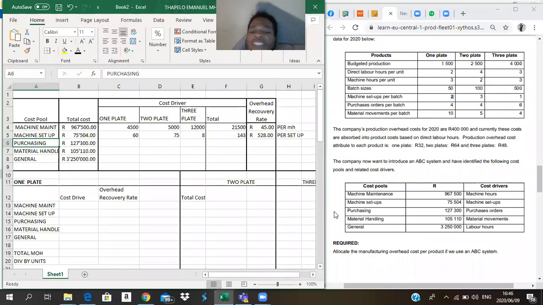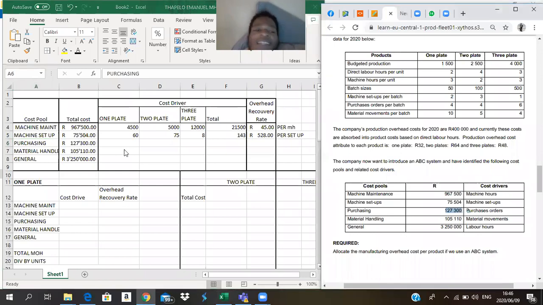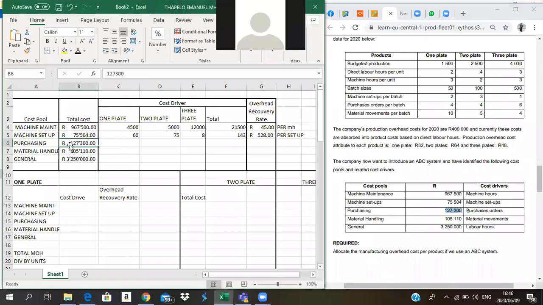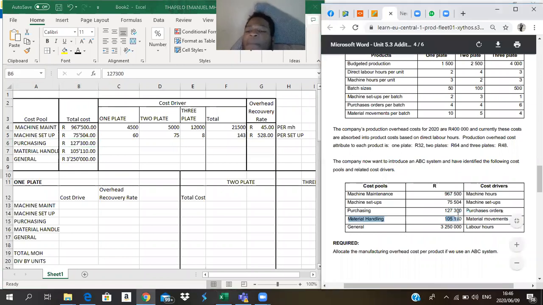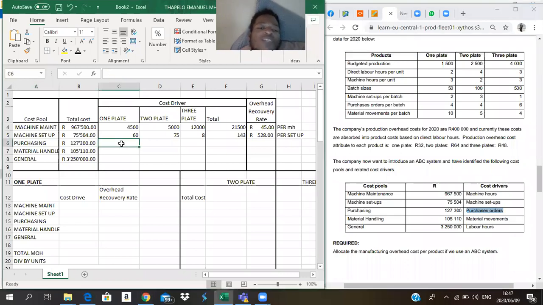We go to purchasing there. We are given a total cost of 127,300. There is the one on my workings. There is my 127,300 there. Now I need to get the cost driver. The cost driver, they said that it's purchase orders. Purchase order is my cost driver. So I need to get my number of purchase orders for one plate, number of purchase orders for two plate, number of purchase orders for three plate, and get my total there.